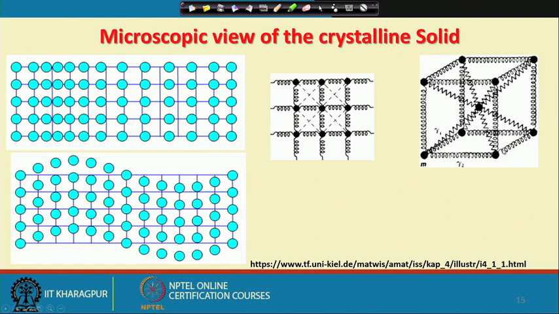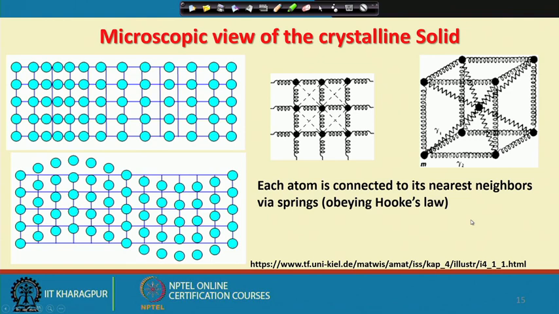So, basically what we are seeing here is, if I want to know what these complicated vibrational patterns are, what do I have to do? I will have to say that I assume each atom is connected to its nearest neighbor via springs which obey Hooke's law. In that case, either in 2 dimensions or in 3 dimensions, I have the net vibrational pattern generated by a set of coupled simple harmonic oscillators.